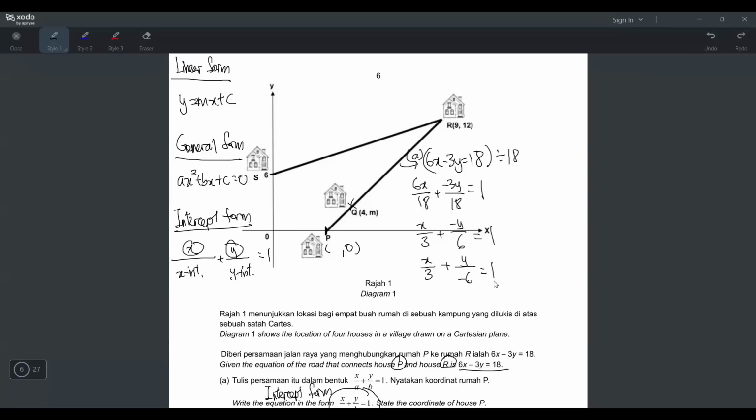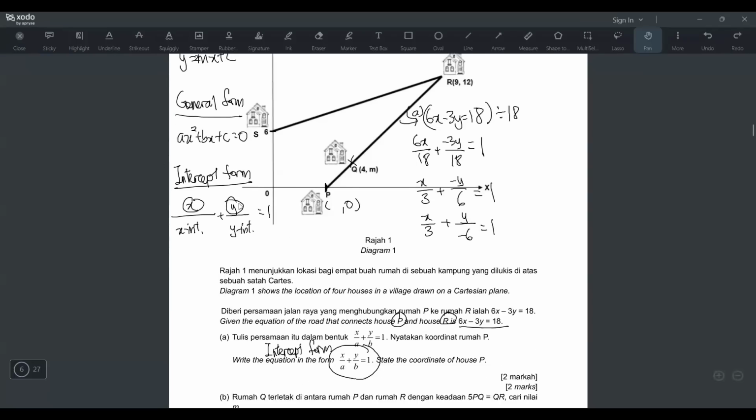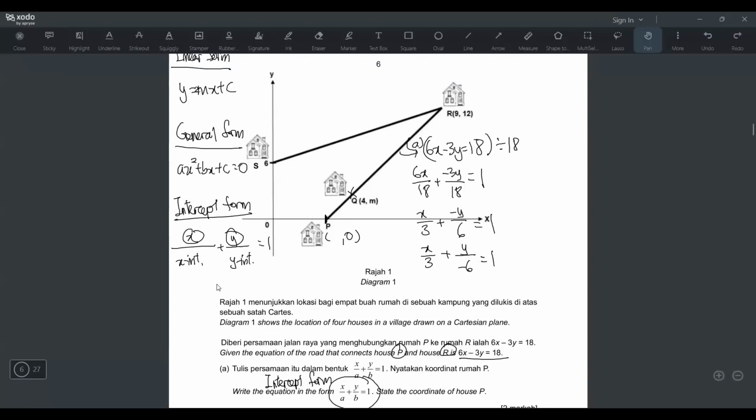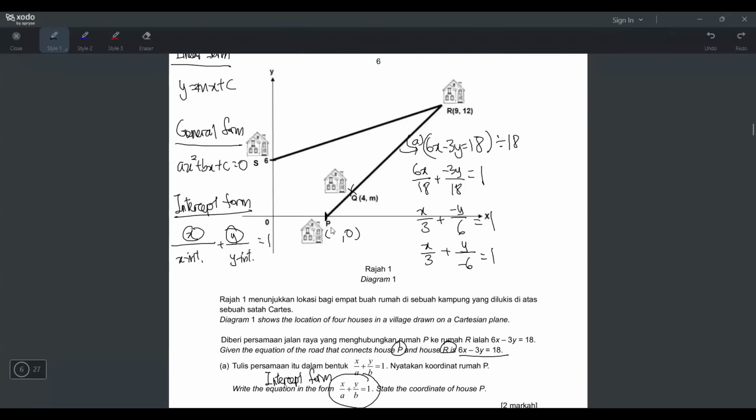Okay, so they also ask us to state the coordinate of house P, right? Do you remember just now I said how to find P? You sub y equals 0 into your equation, right? But you don't have to do that anymore because you already changed to intercept form. If this is intercept form, what would the 3 be? The x-intercept, right? And then negative 6, that is the y-intercept. It means point P is the x-intercept, so point P would be (3, 0), right?